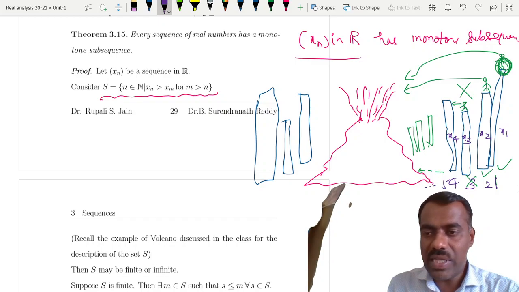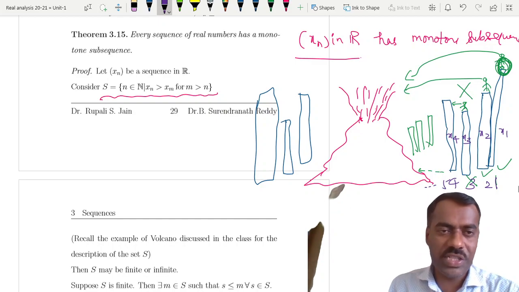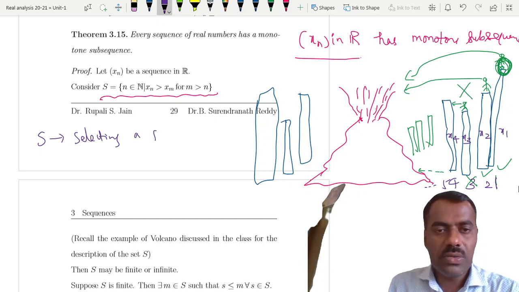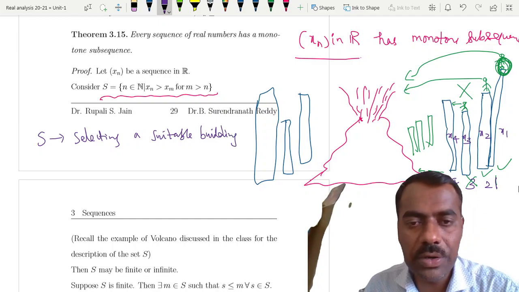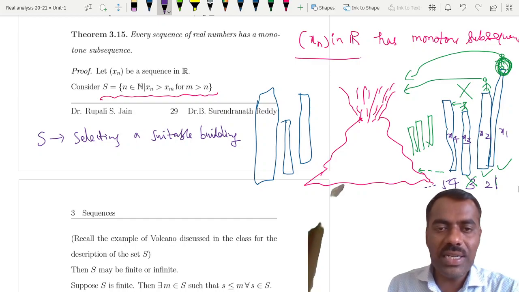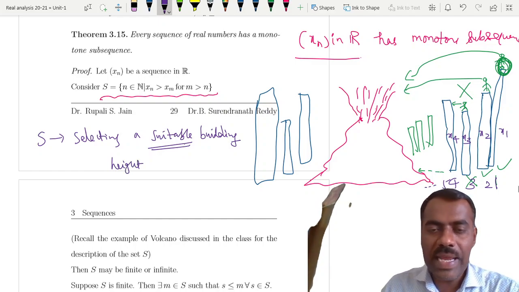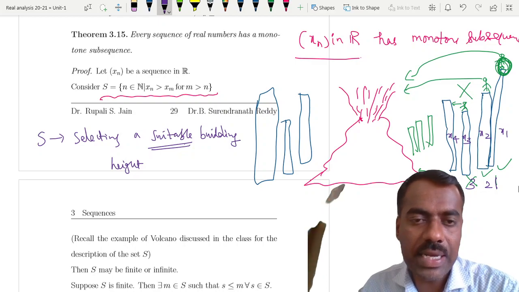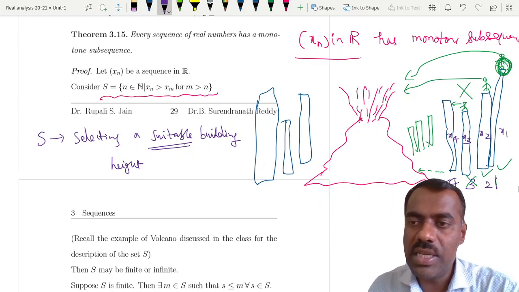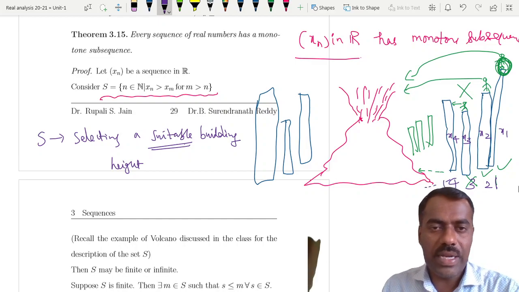That means whether we have to select building 1, 2, 3, 4, 5 is the question. That is our set S. So our set S is selecting a suitable building to watch whatever incident we are talking about, right? And the condition for this suitable building is that the height of that particular building should be bigger than any other building which is in front of that, right? So that is how we do it.